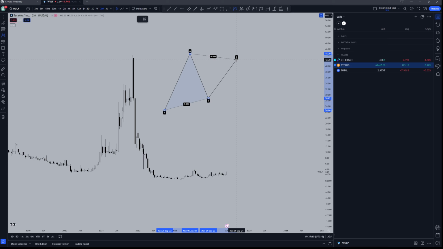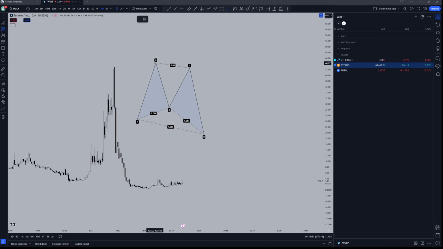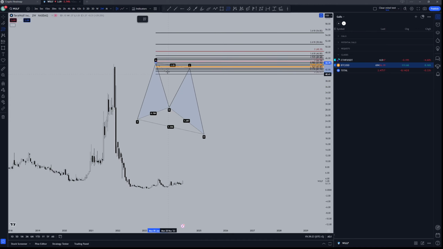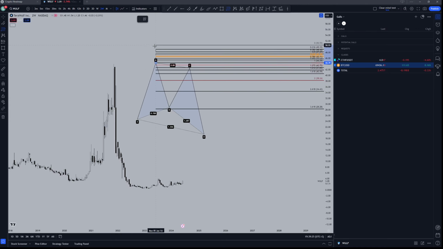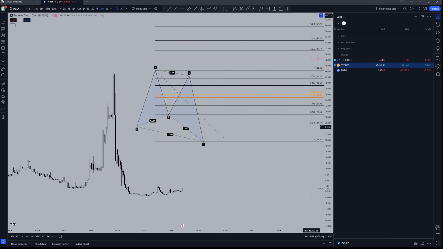So if you would have a butterfly here, let's say something like this, you would take it the exact same way. You would put your fib retracement, place it at the highest point, which would be your A point in this case, put it at the D point, and you have some easy TPs over here at the fib levels.